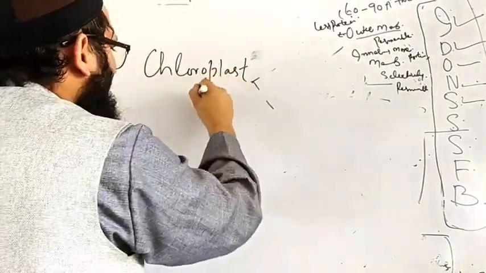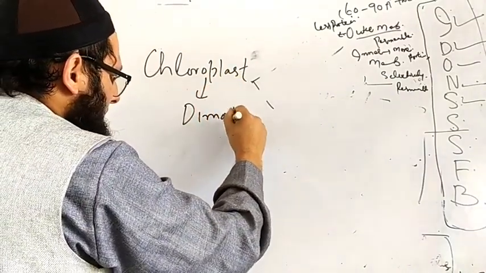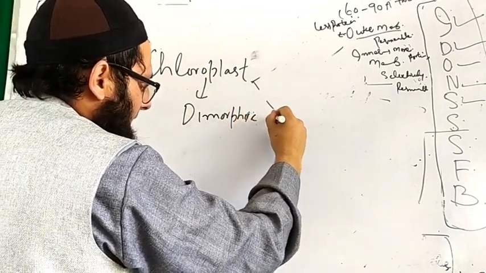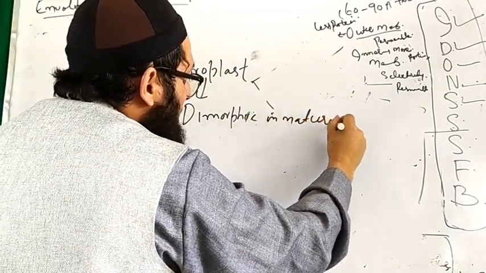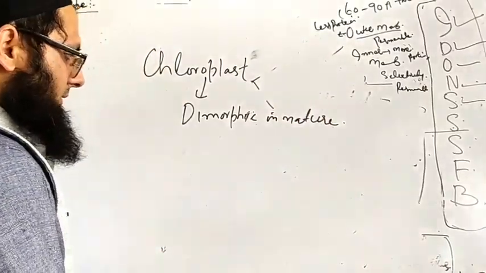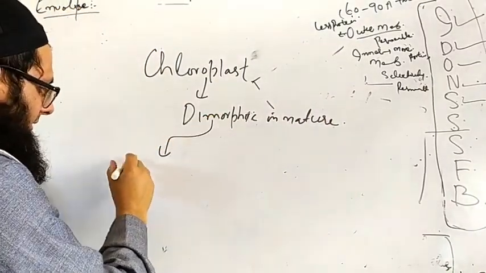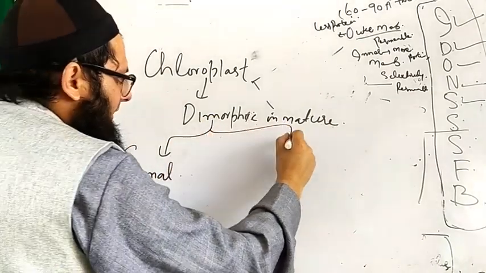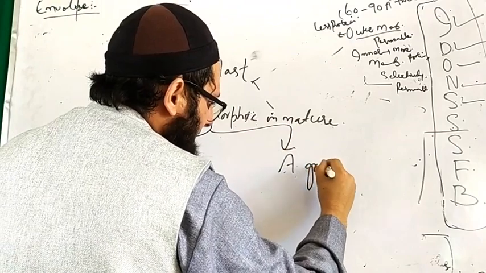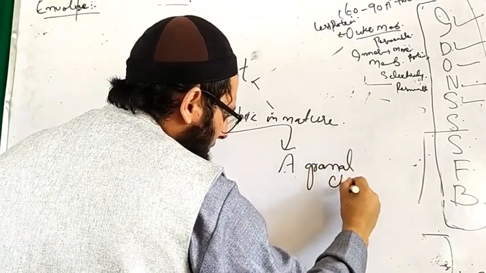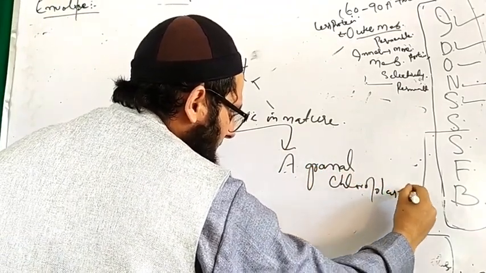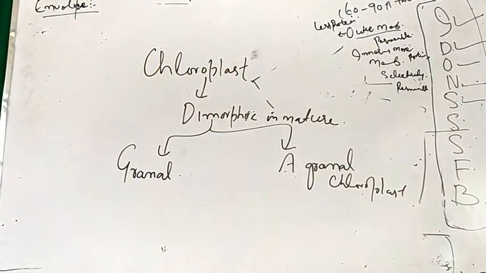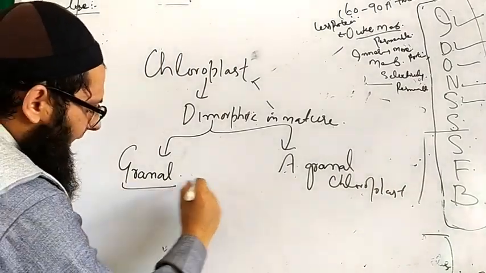Okay, chloroplast is dimorphic in nature. That means it exists in two forms. It can be granal chloroplast or it can be agranal chloroplast. This portion is also important as far as pre-medical entrance examinations are concerned. So the granal chloroplast and the agranal chloroplast.